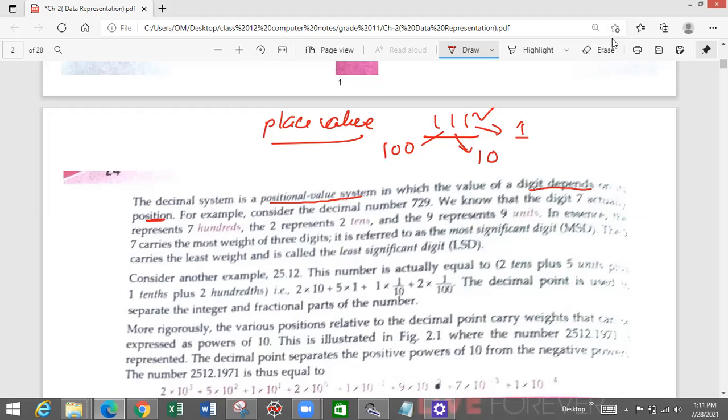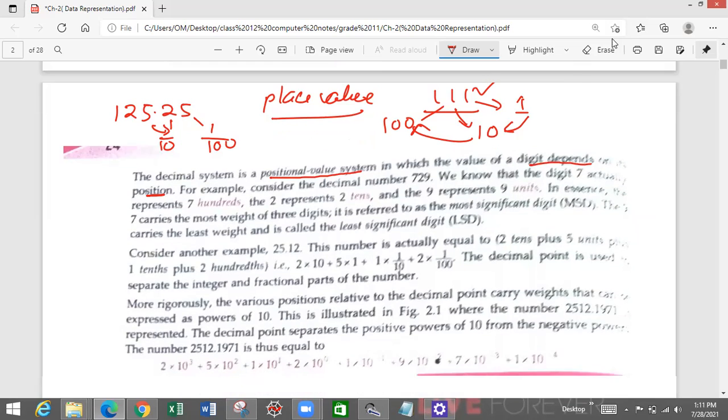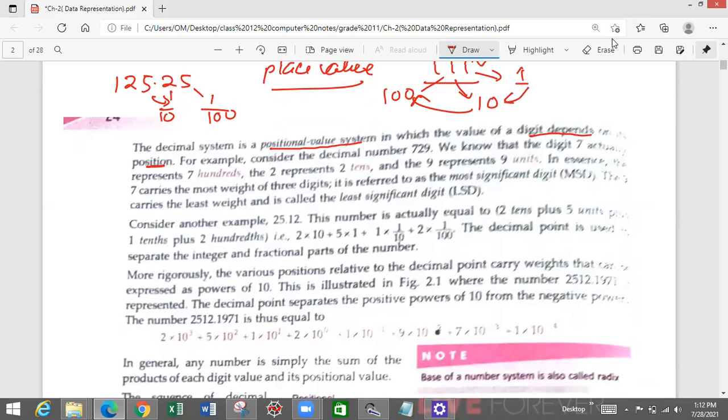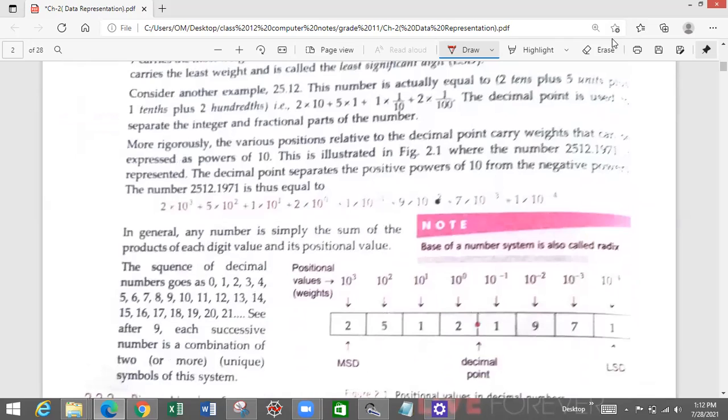Now, if the number is, say, the decimal number 125.25, here the value is multiplying: from 1 it becomes 10, it becomes 100. Now when it goes to the right-hand side, it gets divided. This is 1 by 10. This is 1 by 100. If we go further, it will become 1 by 1000. So this is how we utilize the decimal number system, whether with decimal values or without. Now how do we represent a number?